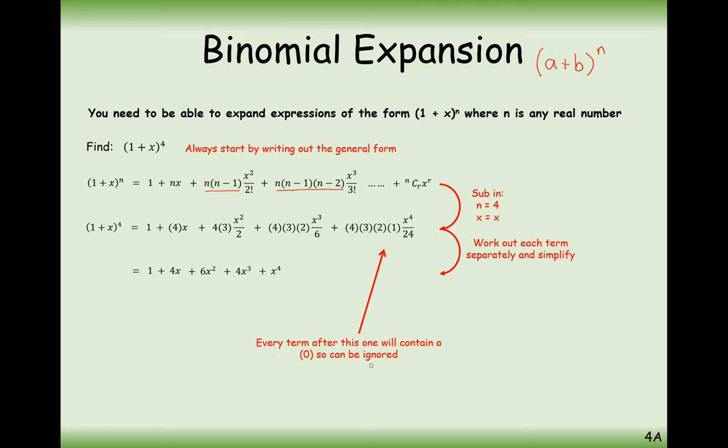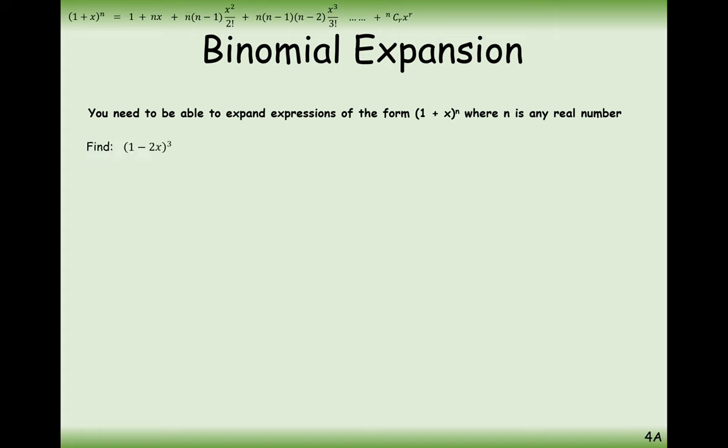So every term after this one is going to have a 0 in it, so we can just ignore it. So this is the fully expanded binomial expansion for 1 plus x to the 4. So if it is a positive whole number, then this will always be the case, that it will tick down until it reaches a 0, in which case every term from then on will be a 0. But really what we're going to be looking at here in binomial expansion in the upper sixth is what happens when we have a negative power or a fractional power.